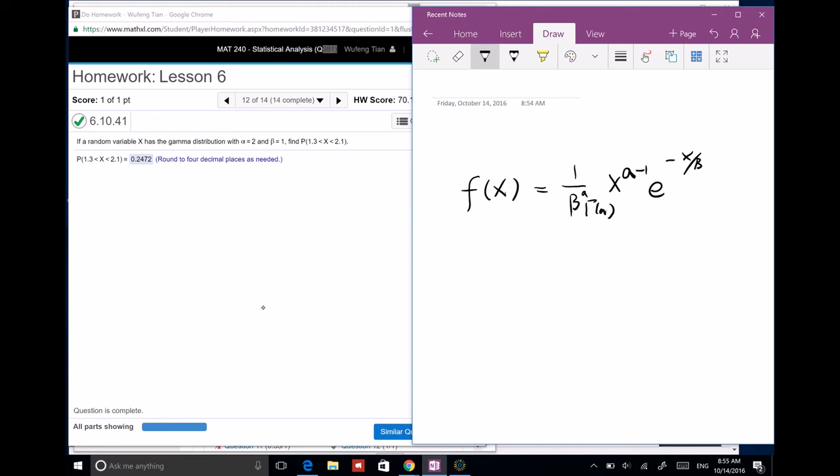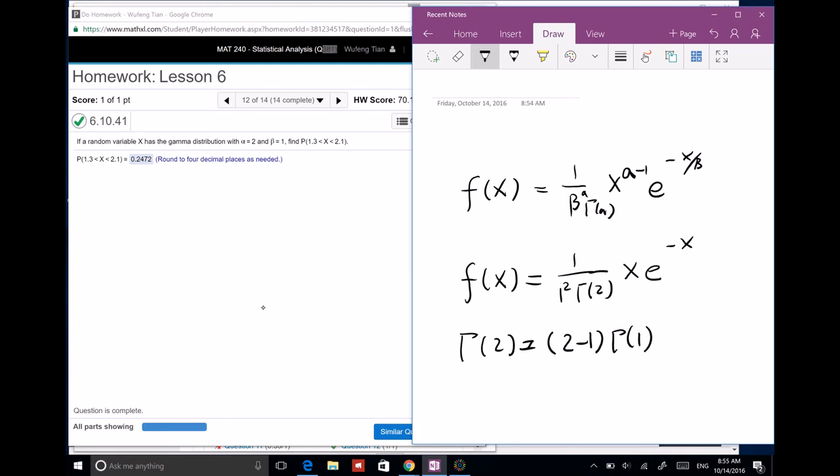You just plug it in. Beta is 1 and alpha is 2, so it is 1 squared, gamma 2, and gamma 2 equals 1. Then x to the first power, 2 minus 1, and e to negative x over beta, so it's just x e to negative x. Gamma 2 equals 2 minus 1 times gamma 1, which is 1 times 1, which is 1. So the whole thing is 1.